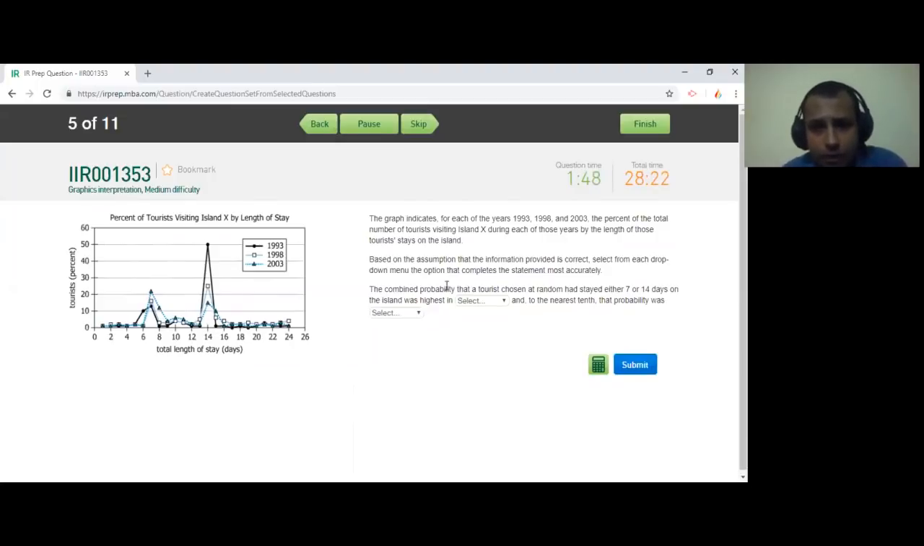I'll also just show you the options, graphics interpretation. The first one has the 3 years for which the data is given, and the probability is given in obviously some decimal.